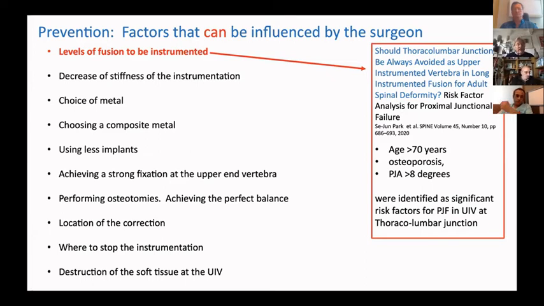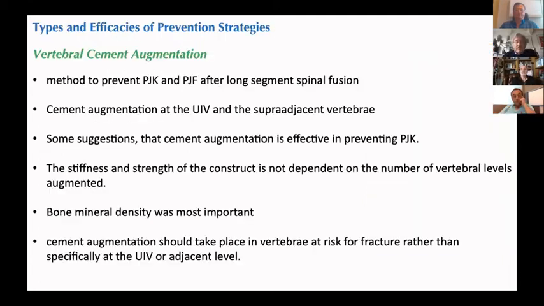Then, of course, it depends on the choice of the metal, the implants, how much is your density of implants. You know, this is a huge thing when you see all the screws from top down. What must be the impact on the spine for that? And then, of course, it depends on the strong fixation, the upper end vertebra, the osteotomies, the location of the correction, and where to stop the instrumentation, as I just mentioned, and so on. So there are factors which can be influenced and which you have to consider when you make an indication for the surgery. What are the preventive strategies we know today beyond what I just listed before?